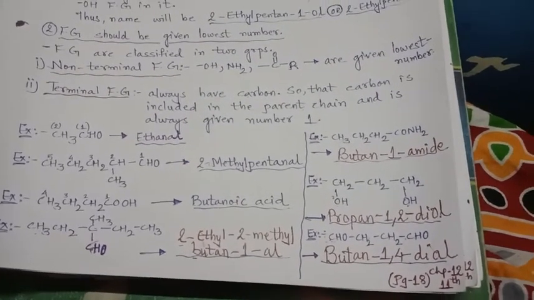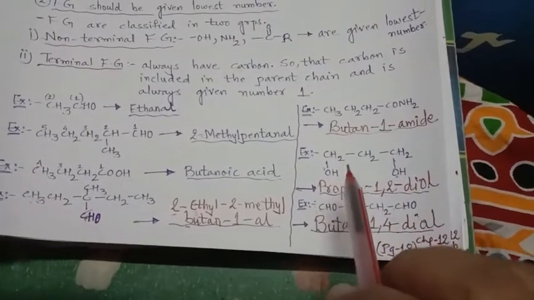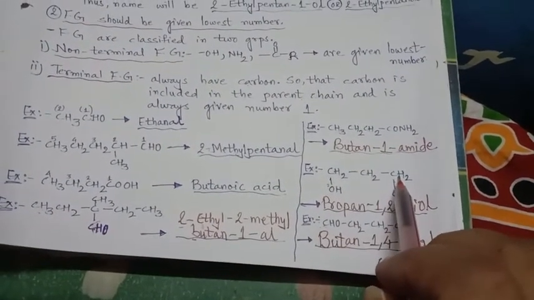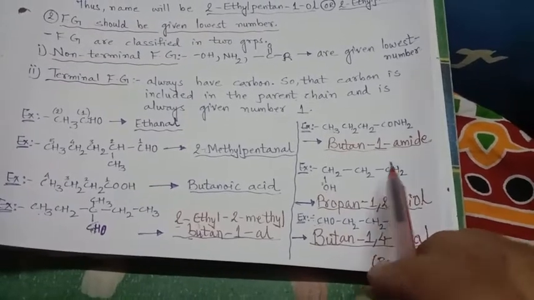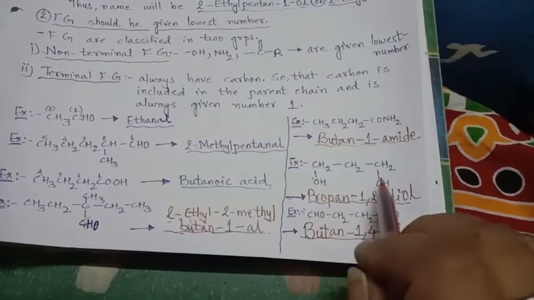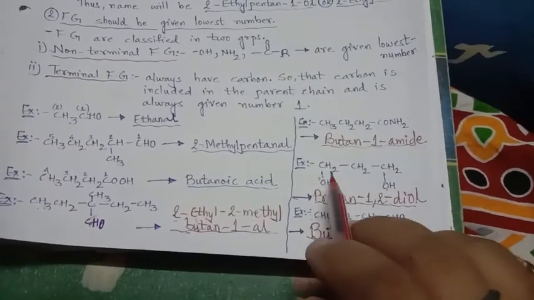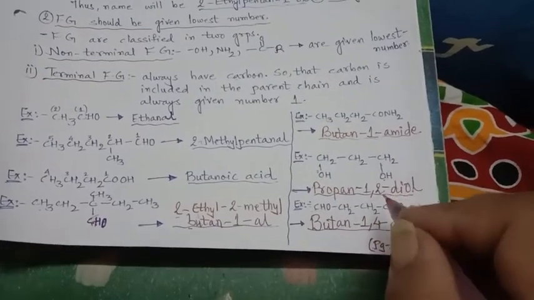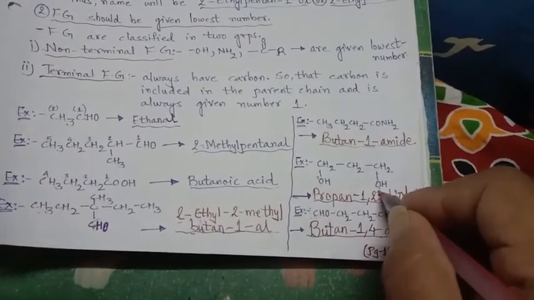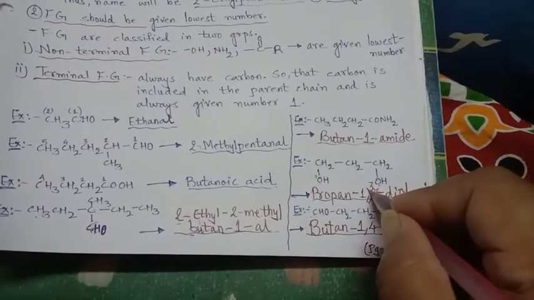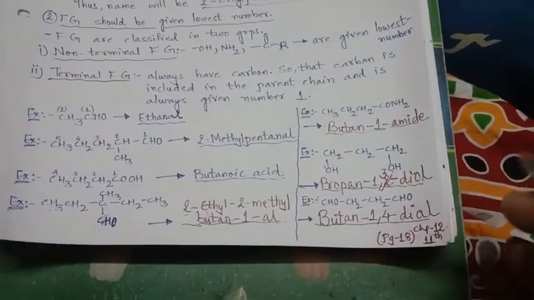Page number 18, and we have CH2, CH2, CH2. Right? So here on the first and third carbon an alcohol group is there. So the name should be propane-1,3-diol, where I have written 1,2-diol. So this will be 3. This is the correction on page number 18.